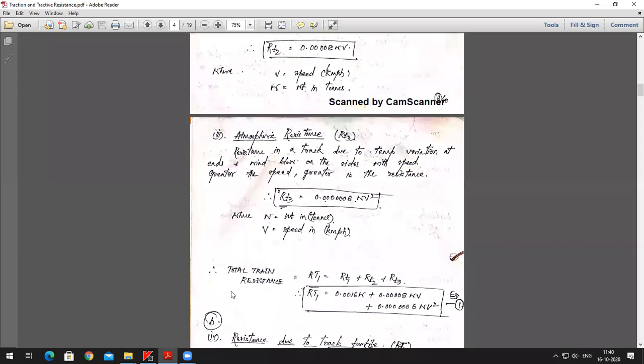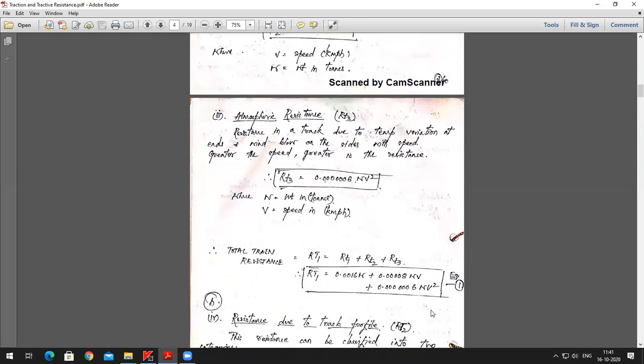So the total train resistance, as we had discussed, would be R capital T1, which is equal to 0.0016 times W plus 0.00008 times W into V plus 0.000006 times W V square. So this was the first resistance and we had named it as equation 1.